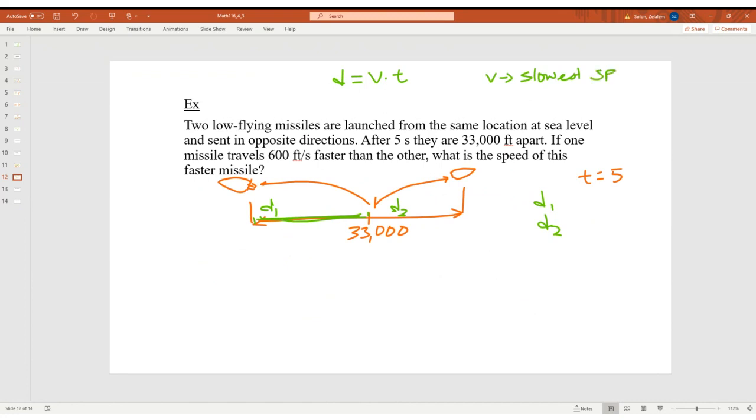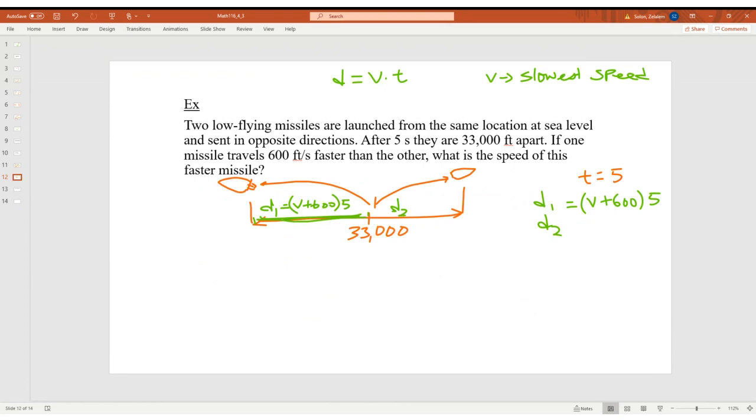Okay. So I can write d1, that's the fastest one, as v plus 600 is the speed, because the fastest one is 600 more than the slowest one. This times the time, which is 5 seconds. Distance one is v plus 600 times 5. So this one is v plus 600 times 5, or 5 times that.